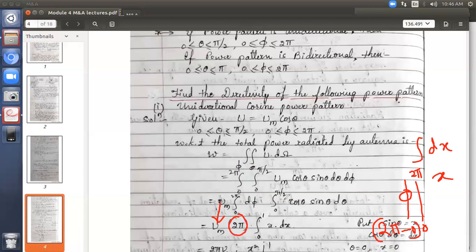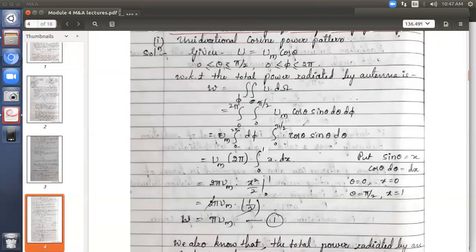And then the second integration, as cos and sine terms are involved, I can solve this integration by the substitution method. How to do that? I will put sine theta is equal to x. If I substitute that, what is the differentiation of sine? It is cos. So cos theta into d theta will be equal to, see, theta is the variable, so I have to associate d theta. Cos theta into d theta is equal to dx.